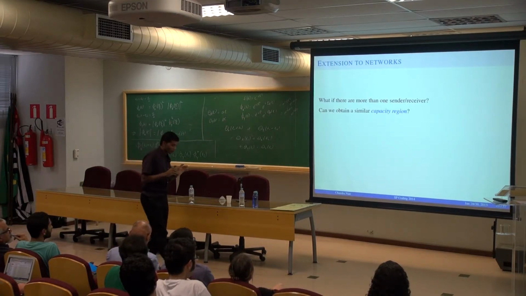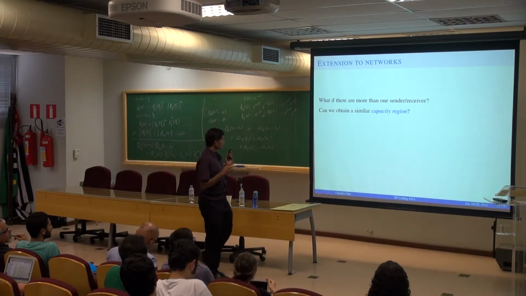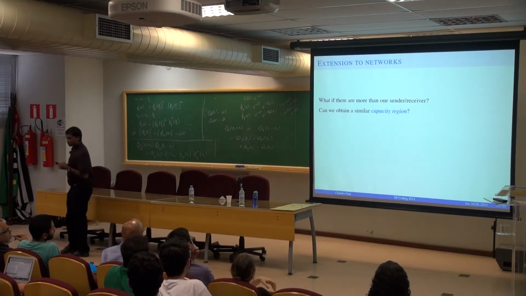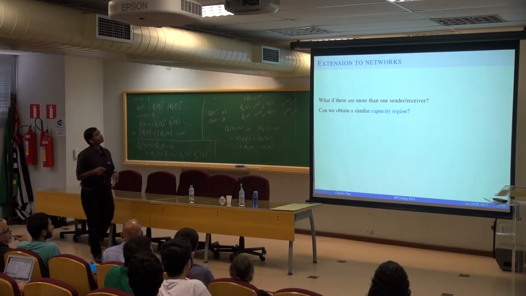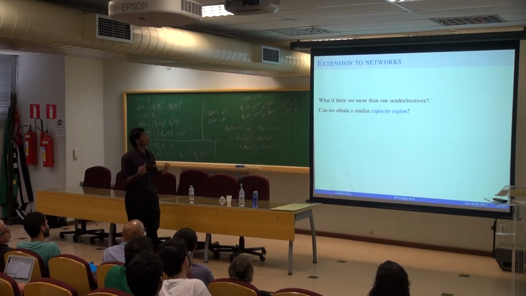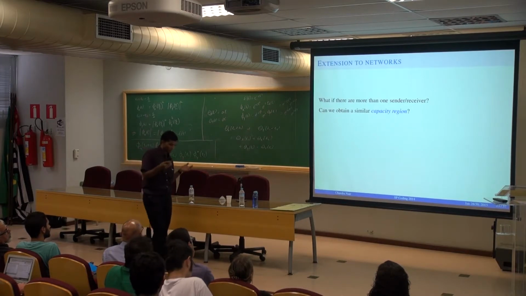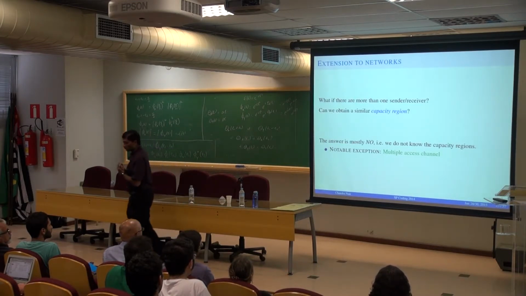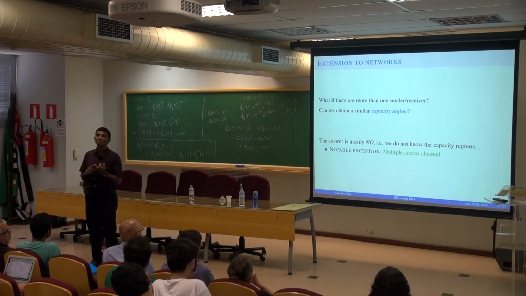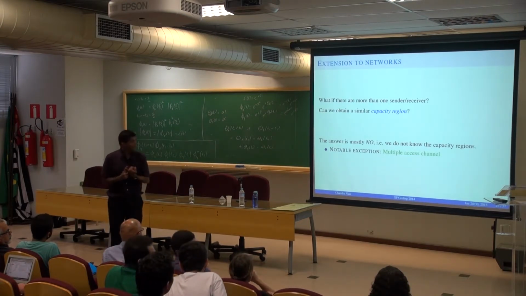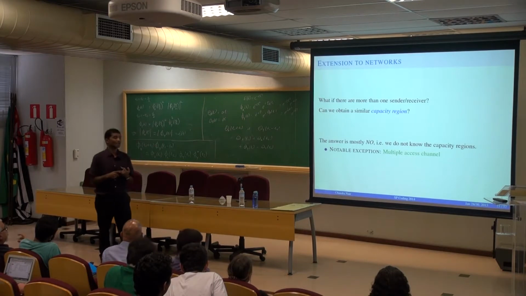Now I'm going to talk a bit more generally. We talked about point-to-point channels, and we asked what if there is more than one sender and receiver? As Michelle said, a lot of people ask: can we obtain a similar capacity region, the best set of achievable rates? The answer, unfortunately, is no. Unfortunately or fortunately? The good thing is we still have lots of problems to work on, because these have not been solved. The other thing I want to say is these are not as hard as people make them out to be.